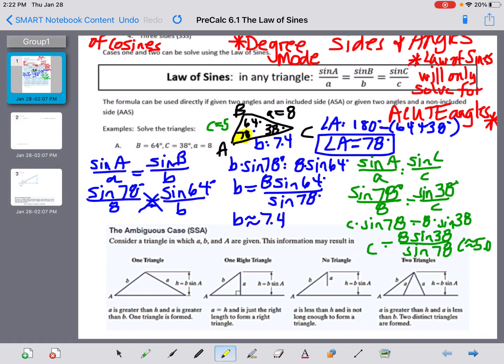So I go to my biggest angle. My biggest angle is 78. Is it across from the largest side? 8 was the largest side, 78 was the largest angle. That's good. My smallest angle was 38. Is it across from my smallest side? 38 and 5? Yes, they are, which leaves my middle and my middle. So at least my answers make sense. So I'm good so far with that, my answers make sense, and I can trust that I did what I needed to correctly. Okay? So that one was an example of an angle, side, angle.